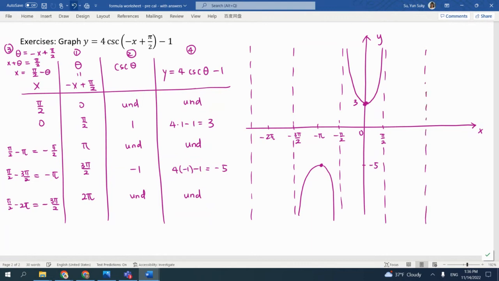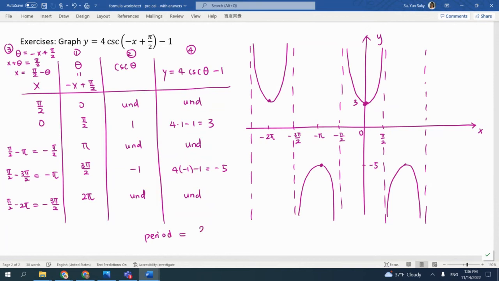Okay. Tell me, this guy up or down? Up. So therefore, it's about the 3 point. Okay, up. And this up or down? Down. Exactly. Very good. So these are the two periods of the cosecant graph. What is the period?